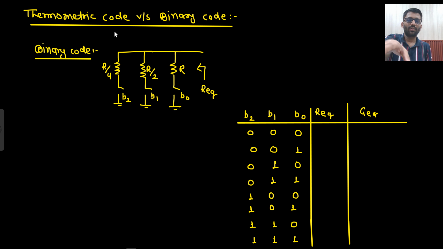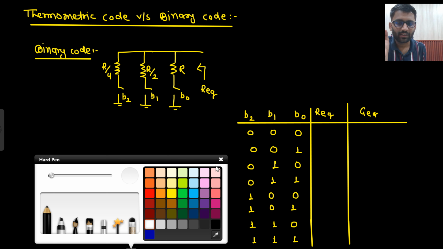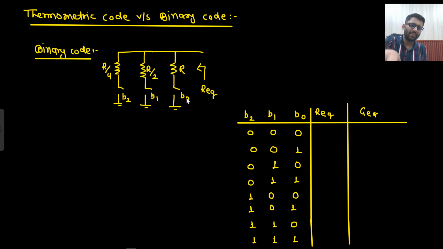You know what a binary code is. You need to find the equivalent resistance R equivalent with respect to these binary codes. That means if B0, B1 and B2 are all 0, all are open circuited. So what will be the equivalent resistance? Infinity, all are open circuited. And this is your conductance, this is your resistance.